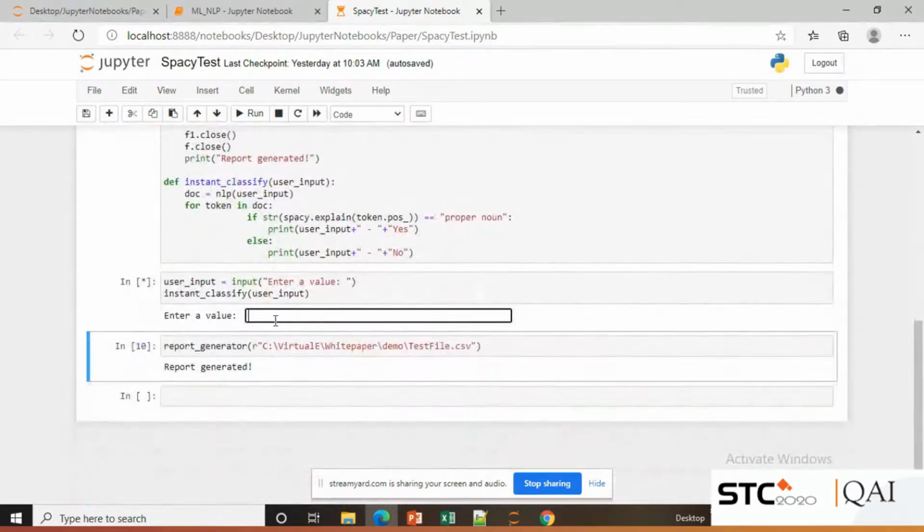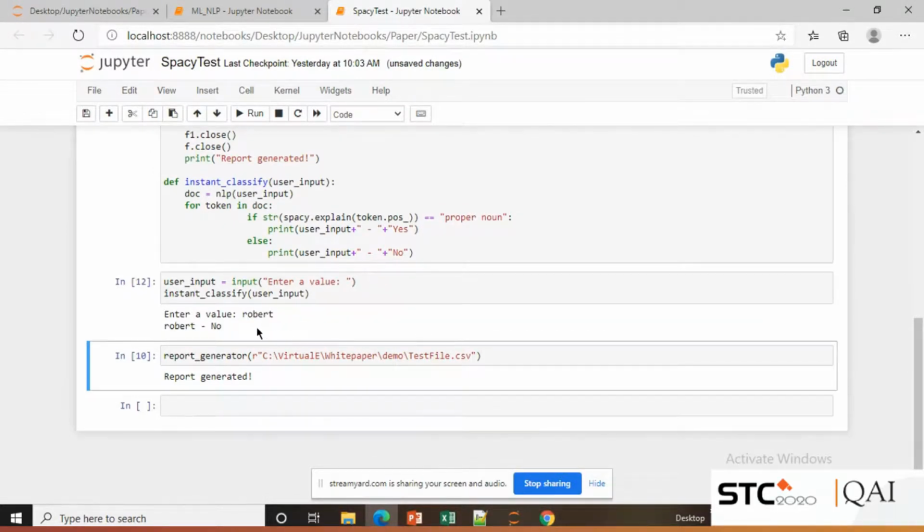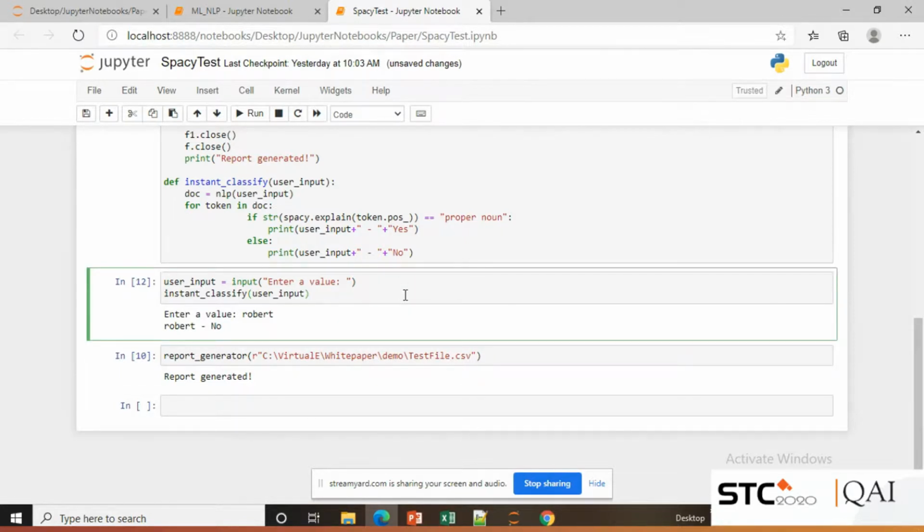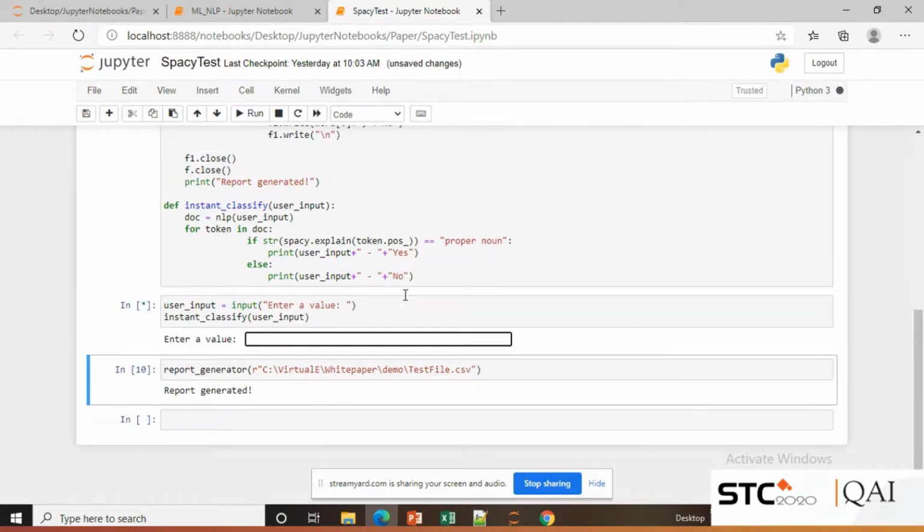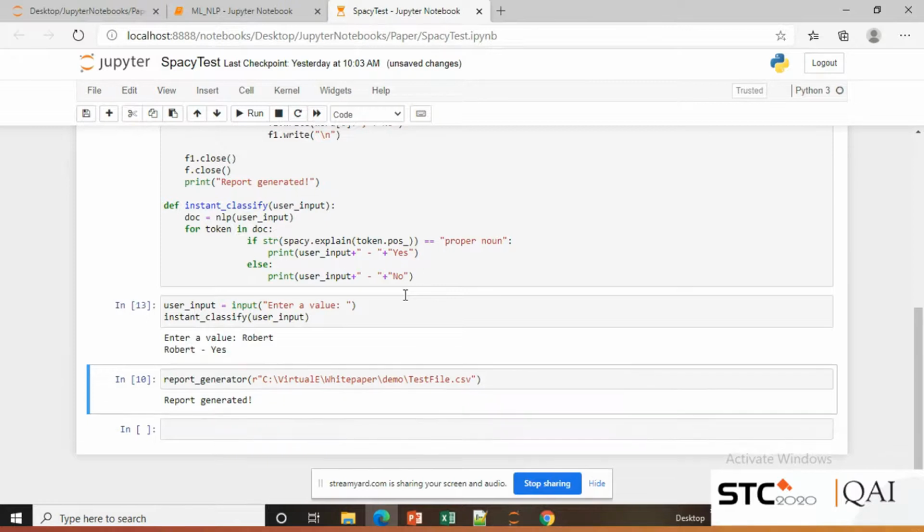If we are doing the same thing, in my model, I've given some word and it was identifying it. So let's say if I give here Robert, it should identify it as a name, right? But it is telling Robert is not a name. Why this is happening is SPACY cannot identify names if all the letters are in lowercase. So if I give Robert, where the R is in capital, then it would identify it as a name. So this is the limitation.